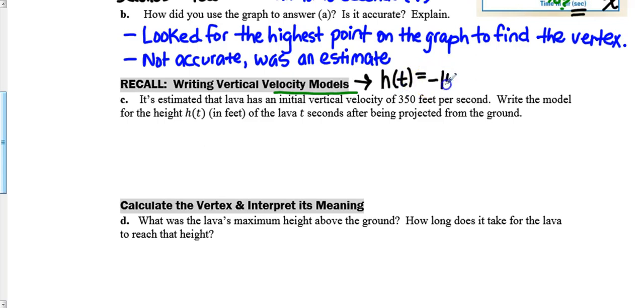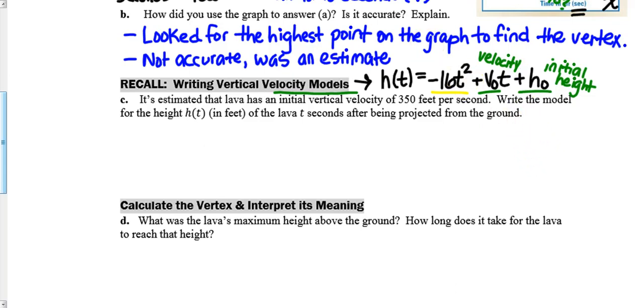H of t equals negative 16 t squared plus v naught t plus h naught. So recall, this is set because we're on planet Earth. So for as long as we're on Earth, the negative 16 does not change. We need to identify velocity and initial height. If you need some help remembering, you can label these initial height and velocity.